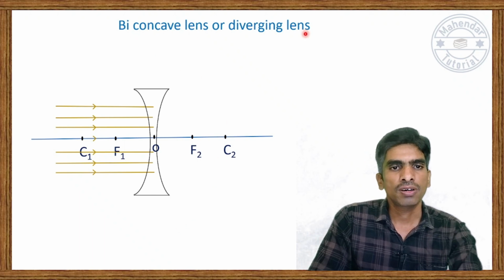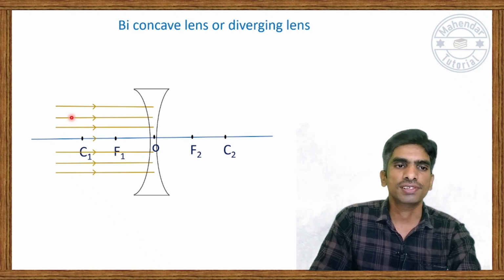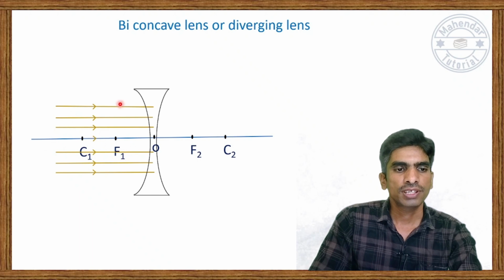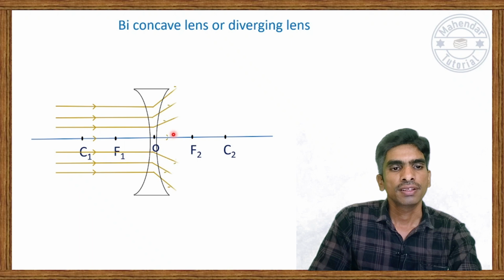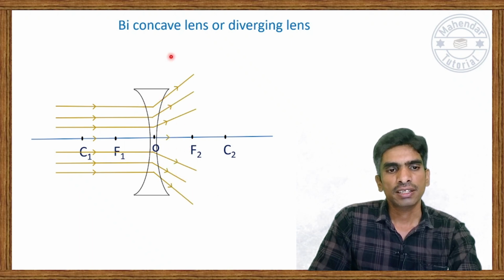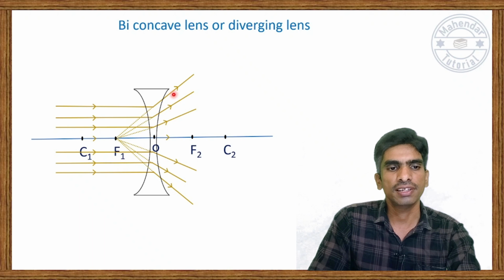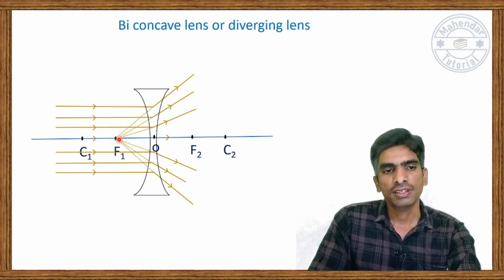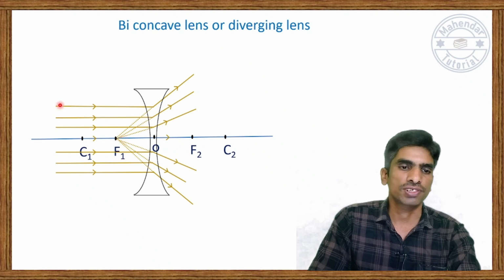Next, biconcave lens or diverging lens. The rays which are parallel to the principal axis, after refraction they diverge. So it means the refracted rays will not intersect at any point, they diverge. That is why it is known as a diverging lens. If we extend the divergent rays, they appear coming from the focus.